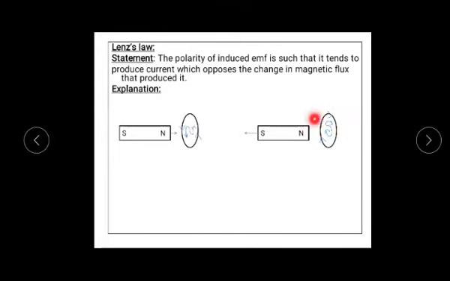Now it starts flowing in clockwise direction. If it flows in clockwise direction, this face behaves as south pole now. This is south pole, this is north pole. What happens now? They attract each other. So when it is attracting, what do you have to do? You have to move the magnet towards the coil. If you move the magnet towards the coil, again it changes the direction. It behaves as north, and north oppose each other. So you have to take the bar magnet away.